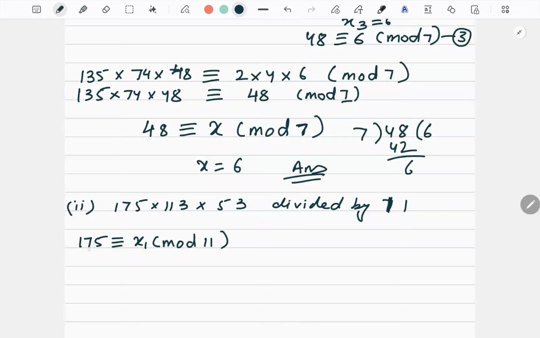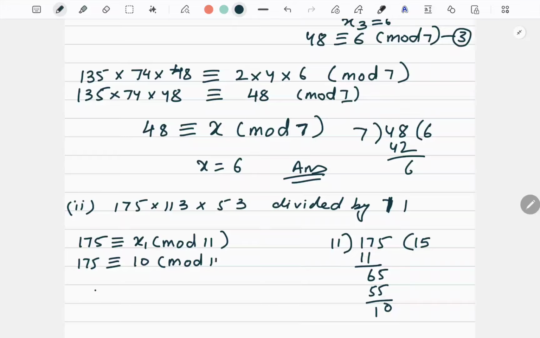So what is the remainder when 175 is divided by 11? So divide and do. Let me do it in this way. 175 when divided by 11. So 11 ones are 11. Okay, how much will you get? 65. So 11 5s are 55, 10. So remainder is 10. So 175 congruent 10 mod 11. This is my first equation.